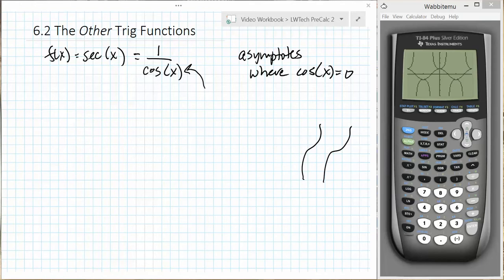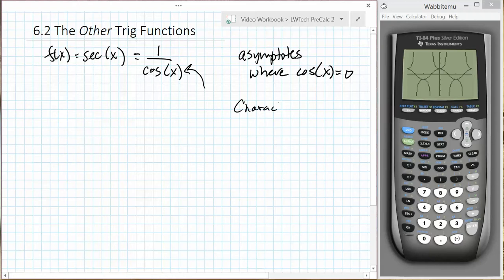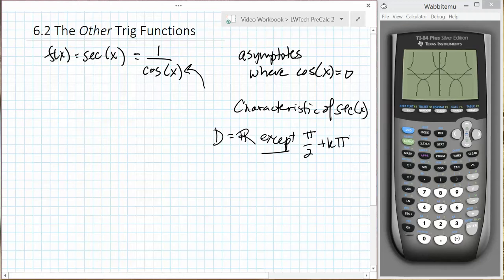Let us pause for just a moment while looking at this graph and identify the key characteristics of a secant graph. The domain is going to be all real numbers except for pi over 2 plus k times pi. Again, we are leaving out those x-intercepts from the cosine graph.